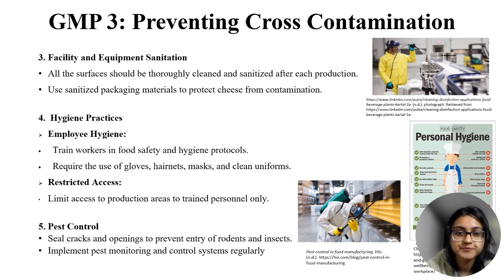Pests shouldn't be there. And eventually, if our food is contaminated, or cross contamination happens in our food production units, our product eventually loses its value and quality, and is not safe to consume. So we need to be really careful about how to prevent cross contamination, because this is very important.